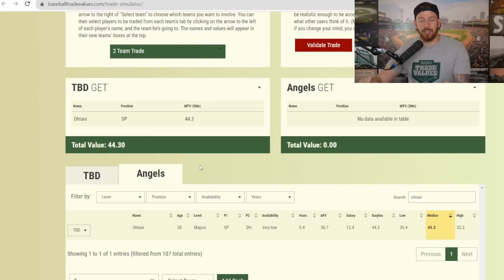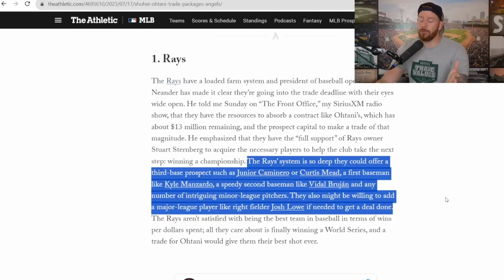So let's get to the different packages. Let's break it down. The first team he mentions are the Tampa Bay Rays, and I'm actually in agreement here. I think the Rays have a very strong chance of landing him. I still consider them a bit of a dark horse because it is the Rays.